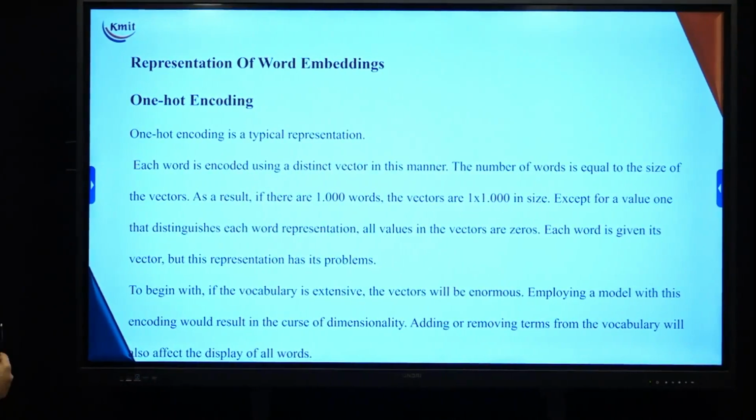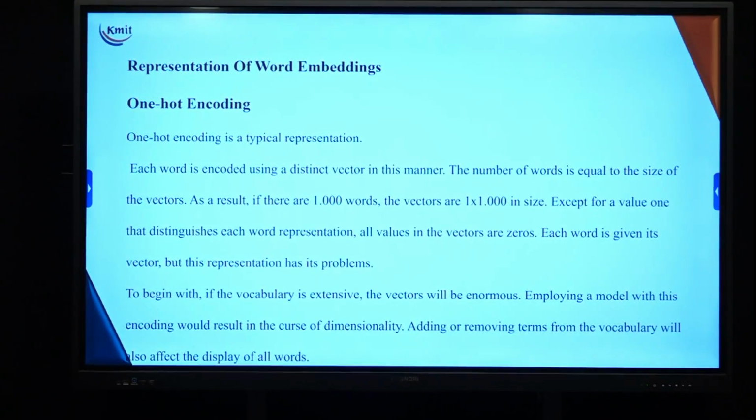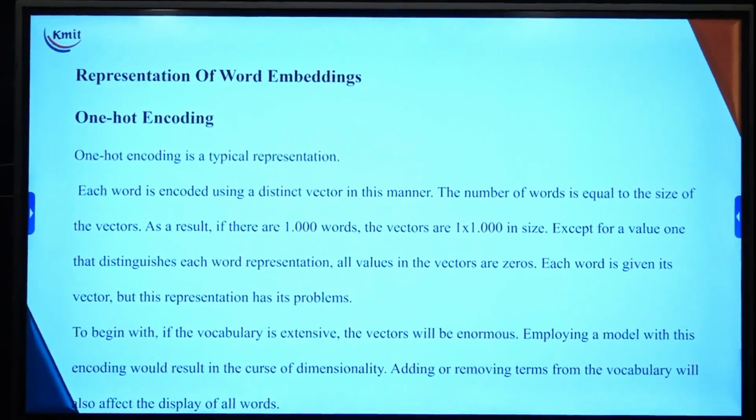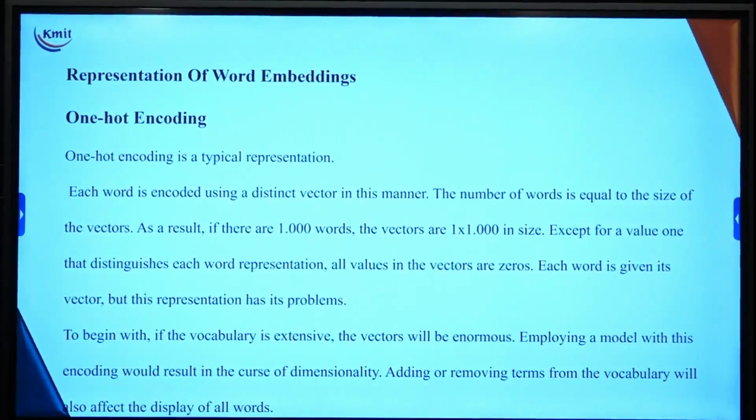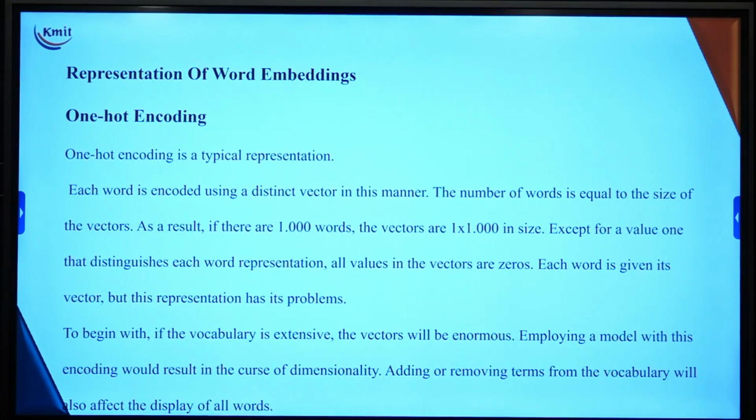Let's say if we have 1000 words in that particular sentence, then it would result in 1000 vectors. Except for one value which distinguishes each representation, all the vectors are 0. So representing 1000 words with only one word as a meaningful representation, other words being 0, has many problems. Many problems in the sense the vocabulary becomes extensive, that is the data would be huge or enormous. So employing a model with this encoding would result in the drawback which is called the curse of dimensionality.